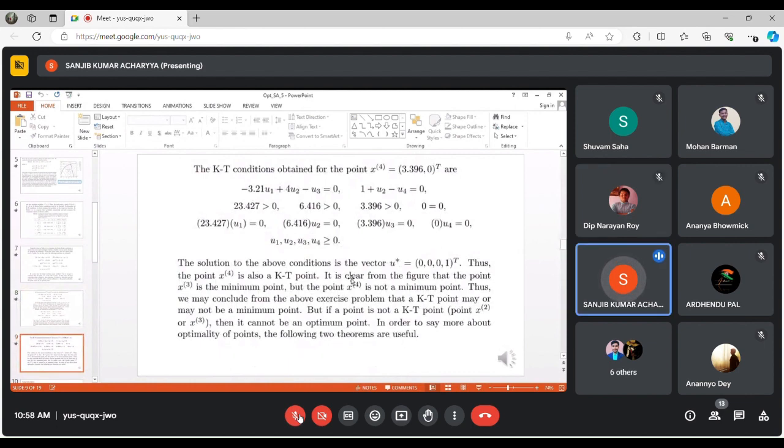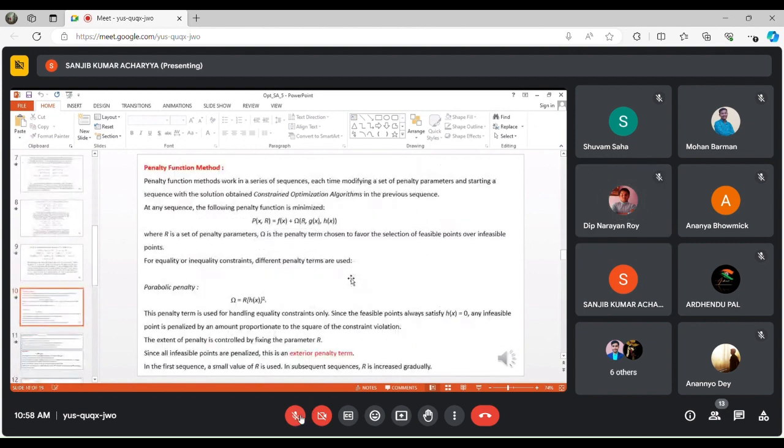Here the problem is given in detail. I think you have understood the principle of checking? Yes, sir. Okay. That is the classical method of checking the optimality condition for constrained problems. But we are now interested in numerical methods.